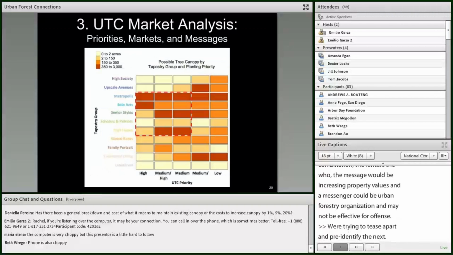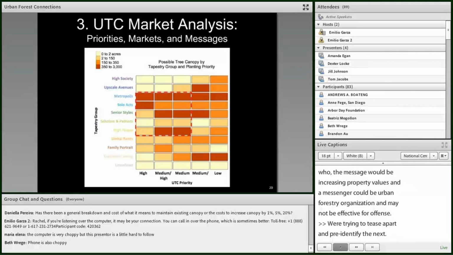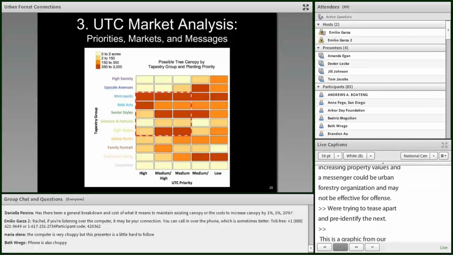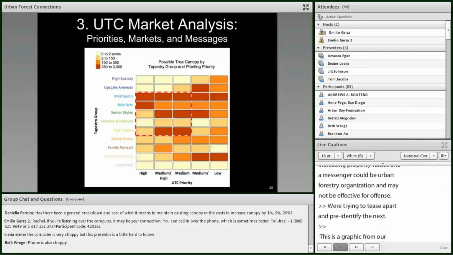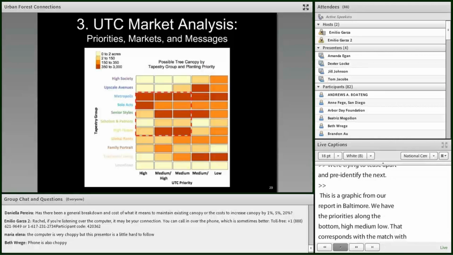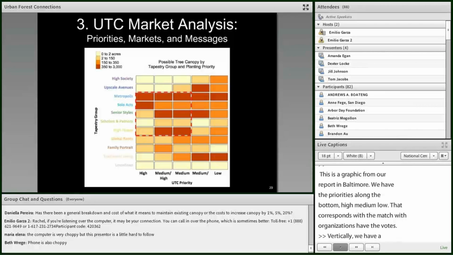This is a graphic from our report in Baltimore looking at market analyses, and there are three things going on here. We have the priorities along the bottom, high, medium, low, that correspond to the maps that Morgan showed where the organizations were able to cast their votes. Vertically, we have the different market segments that I've been talking about. And then the colors correspond to the amount of possible planting area.